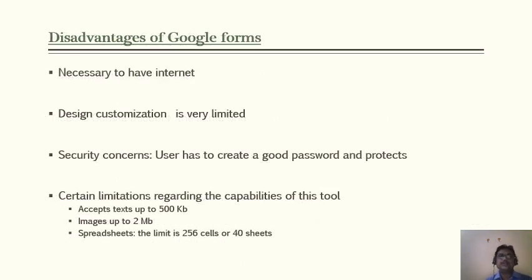As everything has advantages as well as disadvantages, what are the disadvantages of the Google form? The first major disadvantage is the availability of the internet. Internet is the main requirement here. Whether you use the Google form, design the Google form, or share the Google form, we require an internet connection. Without an internet connection, we cannot even design or fill the Google form. So internet is one of the most important things.